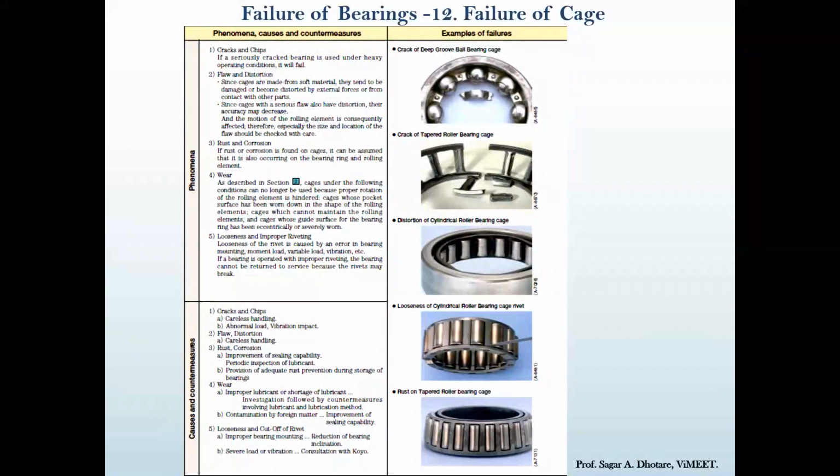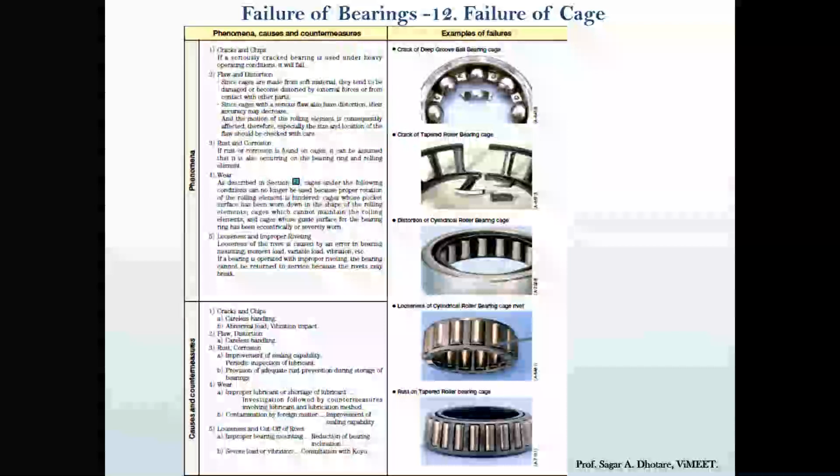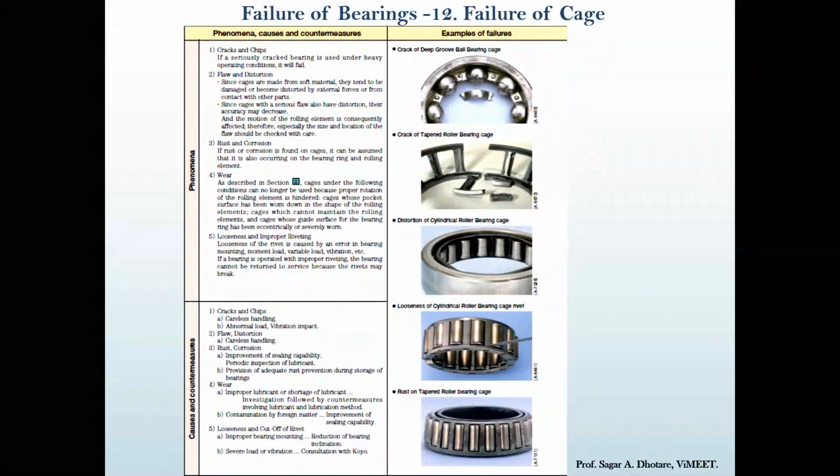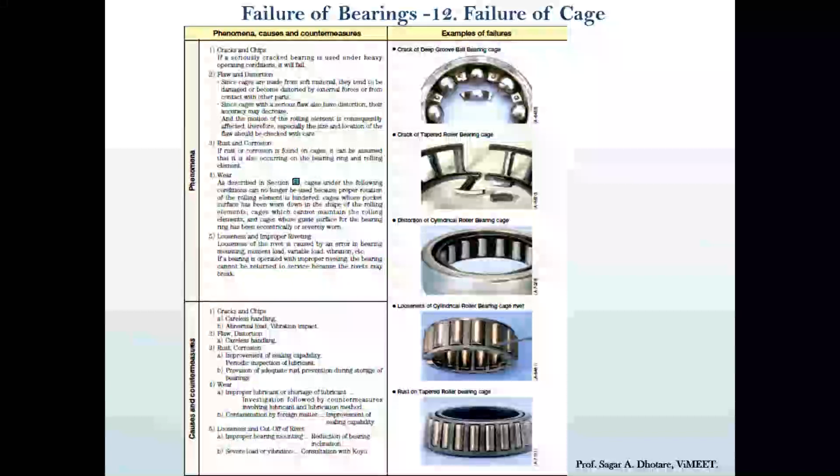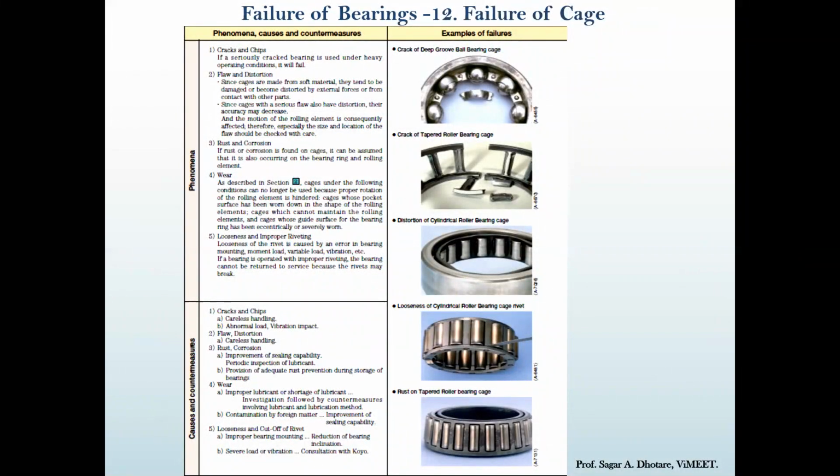Last one is the failure of the cage. The cage failure can occur due to cracks and chips, flaws and distortion, rust and corrosion, wear, and looseness and improper riveting. So these are the failures that can occur with the cage, and the reasons behind that: the cracks and chips occur due to careless handling, abnormal loading, and vibration impact.